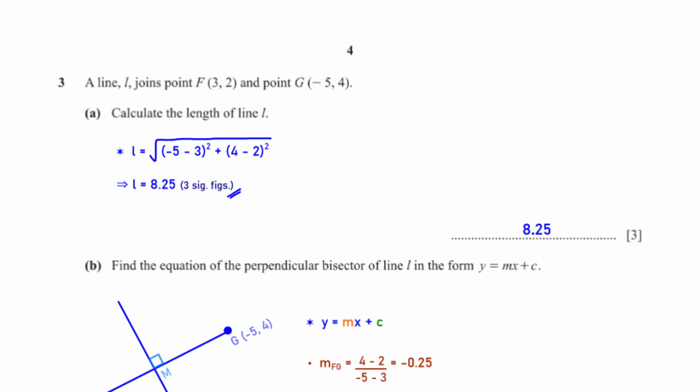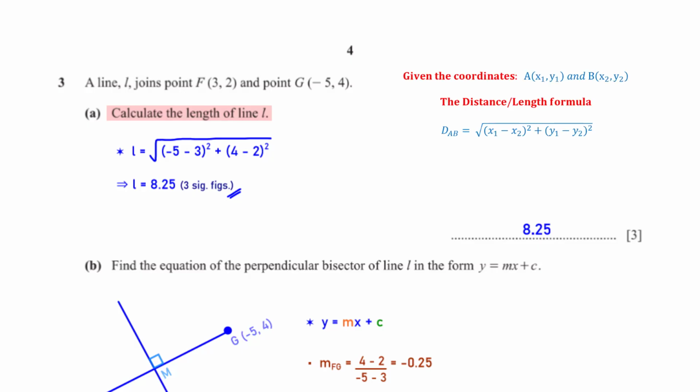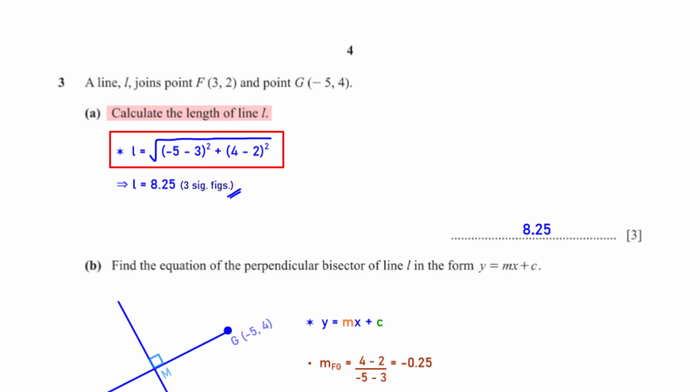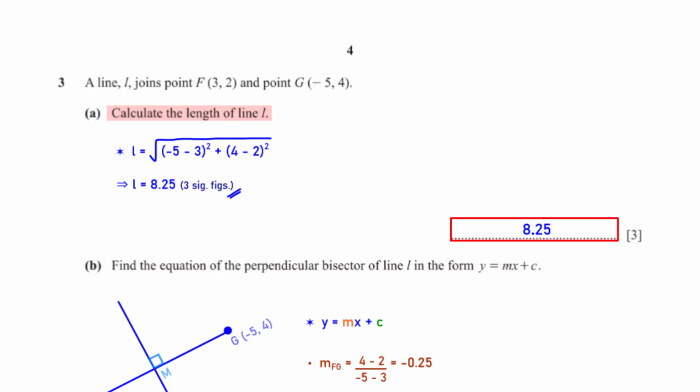A line L joins point F with coordinates (3, 2) and point G with coordinates (-5, 4). Calculate the length of line L. To get L, we apply the distance or length formula. This gives us L equals the square root of (-5 minus 3) squared plus (4 minus 2) squared. When we type this into the calculator, we get 8.25 rounded to 3 significant figures.